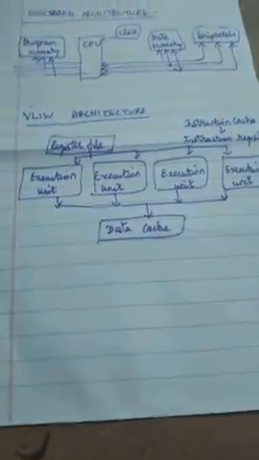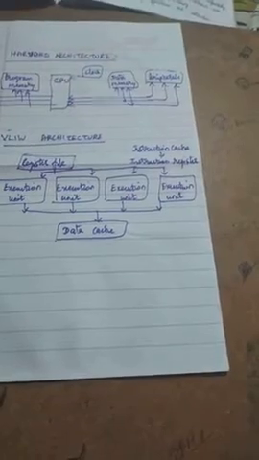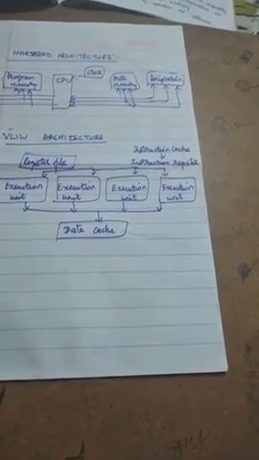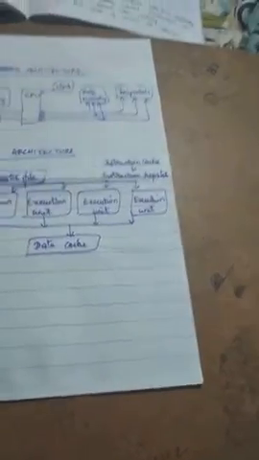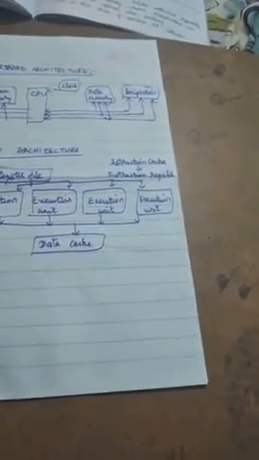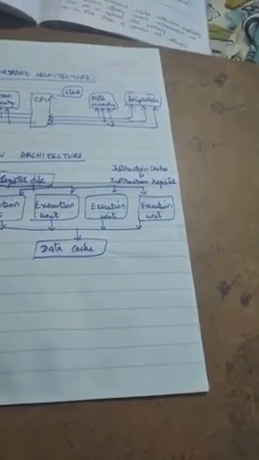This is the basic block diagram for VLIW architecture. The main advantage of this VLIW architecture is that it can increase the number of instructions, and we can perform them in a single cycle itself. The main advantage is that a number of instructions can be processed in a single cycle.